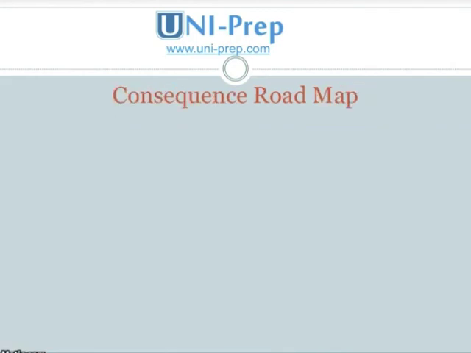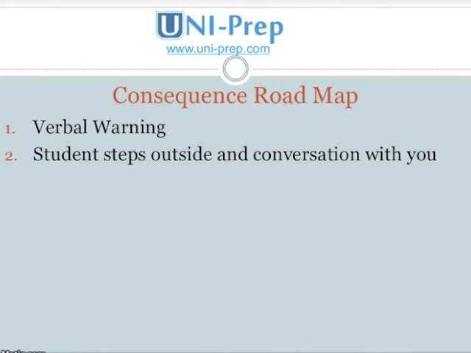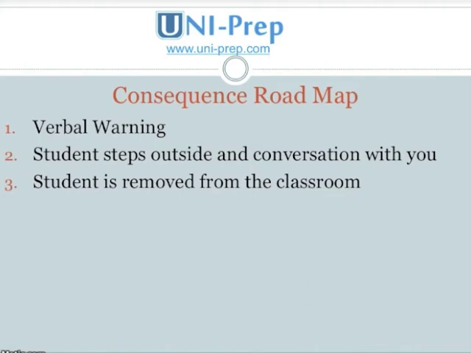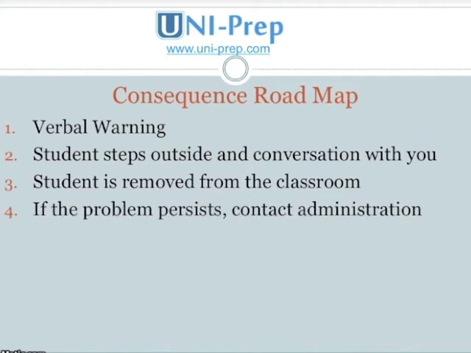A consequence roadmap is an essential part of a classroom because it gives you a level of objectivity when you're enforcing your rules. If your students know what the consequences are going to be before they break the rule, they're going to be less likely to break the rule and will understand if the consequence follows. A verbal warning should be your first thing, and this can be preceded by just a look to inform the student that they're doing something incorrectly. Then a student needs to step outside and have a conversation with you. If they continue to act out, you can remove the student from the classroom, or if the problem keeps on going, you can contact the administration, contact the parents.